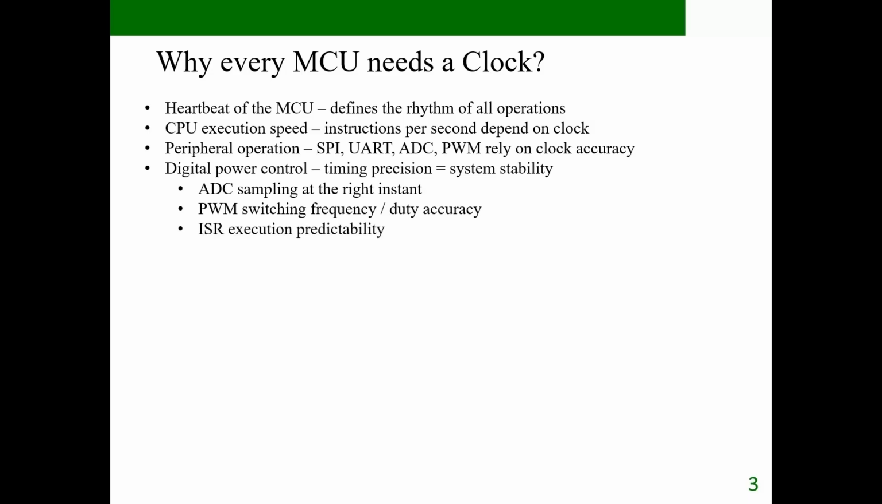And finally, the interrupt service routines, where most of the control code runs, depend on a stable and predictable clock. If interrupt timing drifts, your control loop will not execute at the intended frequency, and that can destabilize the entire system. So, to summarize this motivation, the clocking system is not just a background detail of the C2000, it is the foundation for everything from CPU performance to peripheral accuracy to the stability of digital control loops. That's why we are dedicating this lesson to understand it.